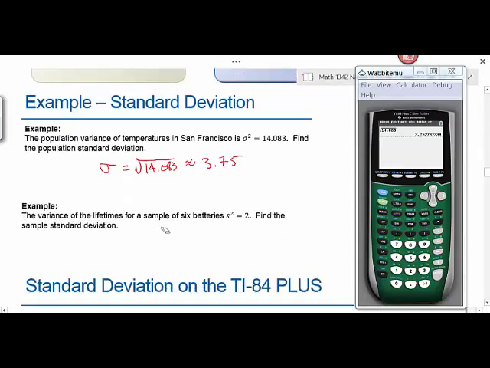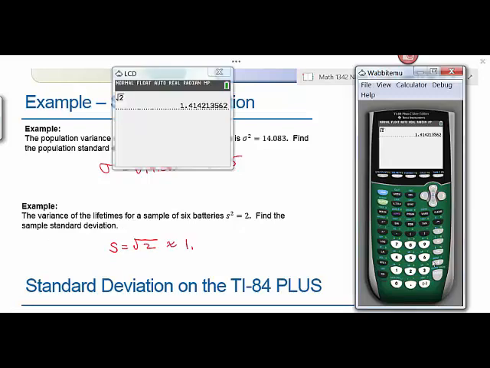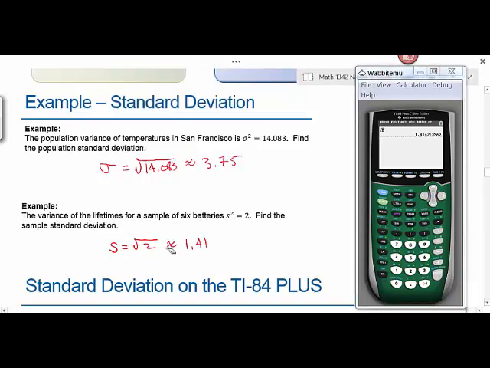The variance of the lifetime for a sample of 6 batteries was 2. Find the sample standard deviation. The sample standard deviation is going to be the square root of 2, and that's approximately 1.41. The little wiggly equal sign means approximately equal to.